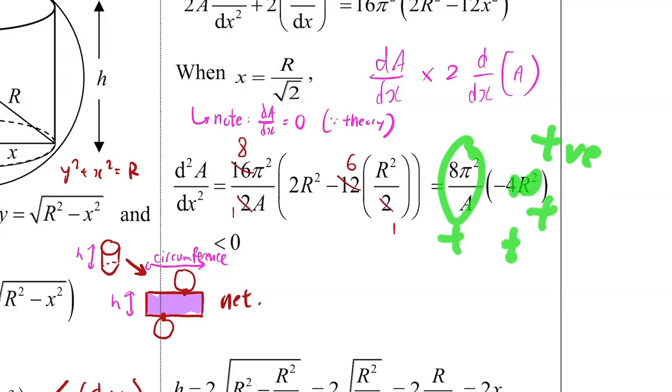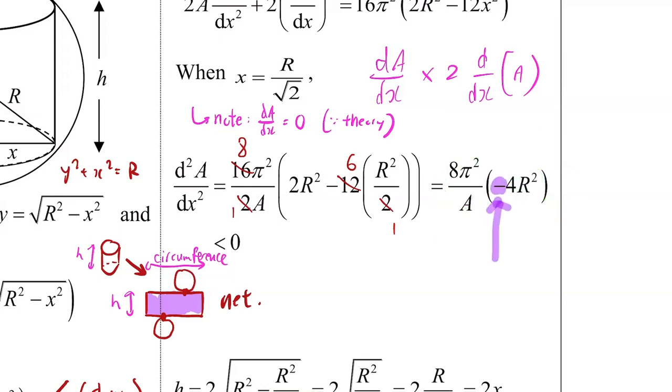The only one that's causing a problem is the negative sign there. Okay? Everything else is positive except for this one negative. So therefore, the whole thing becomes negative. It says 害群之马. I don't know. Okay, just one. Yeah, so one extra thing that causes it to become negative. Okay, so therefore d2A by dx squared is negative.